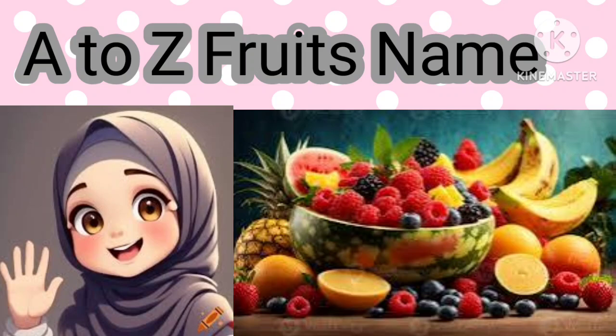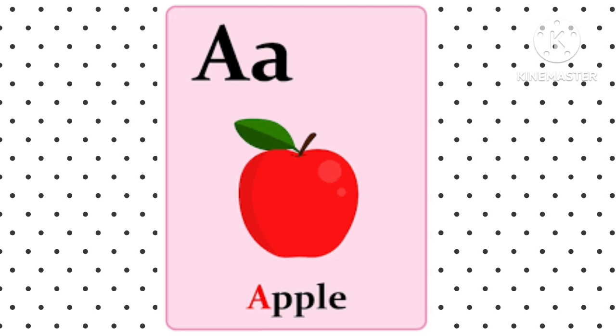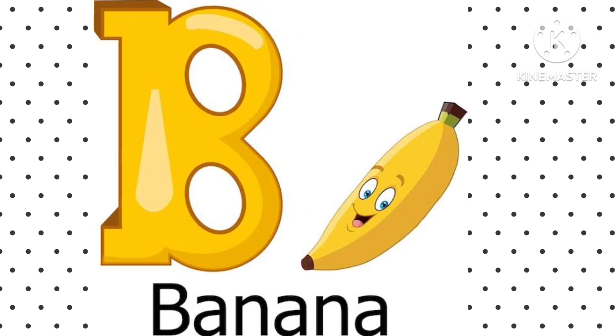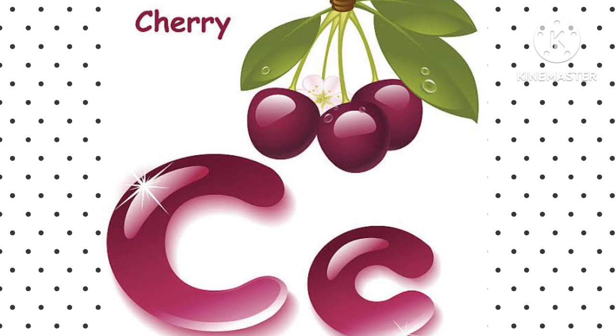Hi kids, let's learn the fruits name A to Z. A for apple. A P P L E apple. B for banana. B A N A N A banana. C for cherry. C H E R R Y cherry.